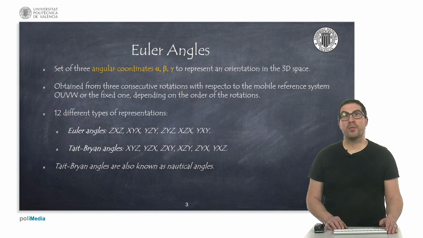Euler angles define a 3D orientation by using three angular coordinates, and with these three angular coordinates we have up to 12 different types of representations. The letters used in this representation, read from left to right, imply consecutive rotations on the mobile reference system. We can distinguish between a set of representations that apply a first and a last rotation on the same axis, known as proper Euler angles, and a set of representations that apply rotations on each of the axes, known as Tait-Bryan angles, also called nautical angles.